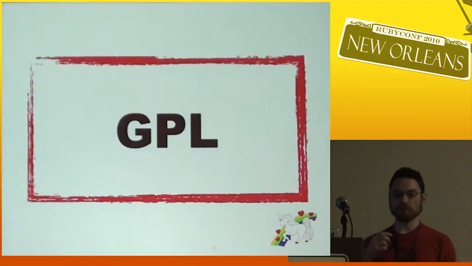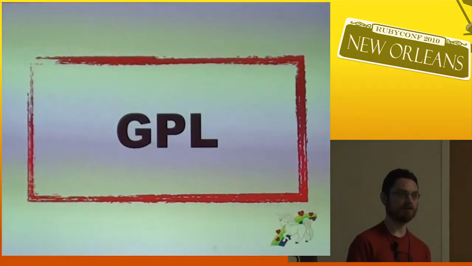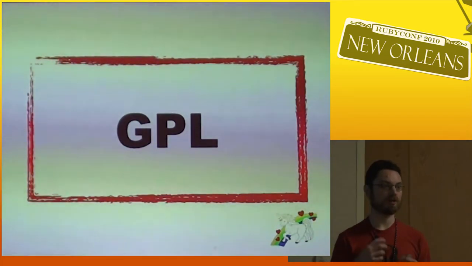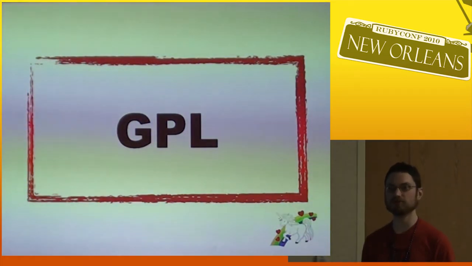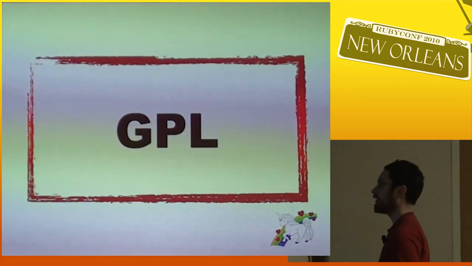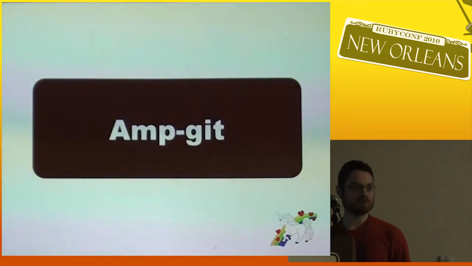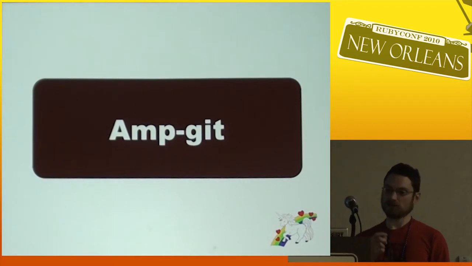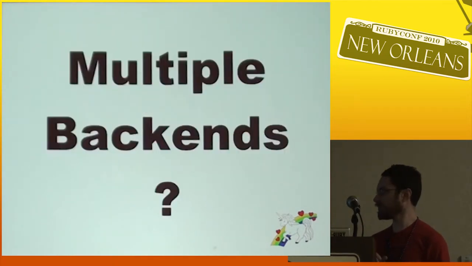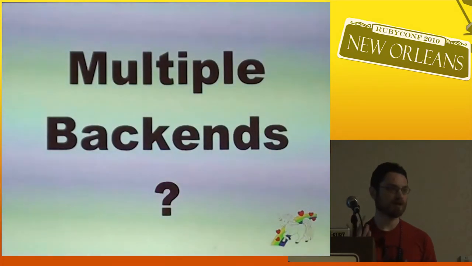Then you've got all your repositories. So you've got the Mercurial plugin, which will hopefully allow us to contain that GPL code and make the rest of it able to be easily reused elsewhere. And then, of course, we're pushing forward on Amp Git, which has lots of interesting possibilities. I'm wondering if there might be some room for diversification here, having multiple backends.